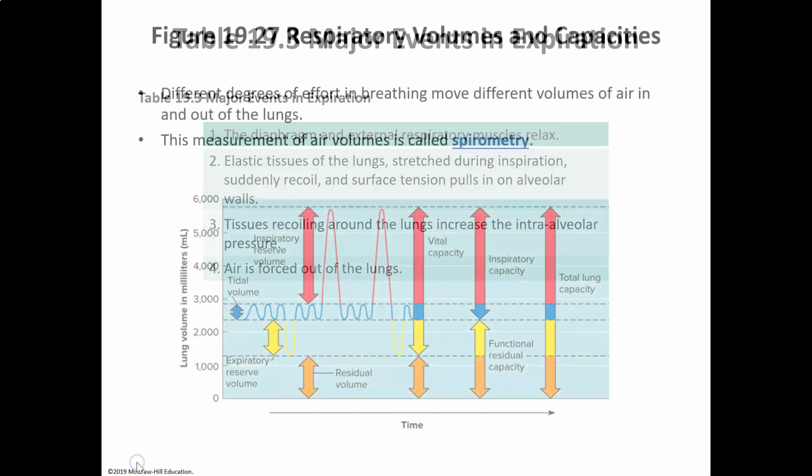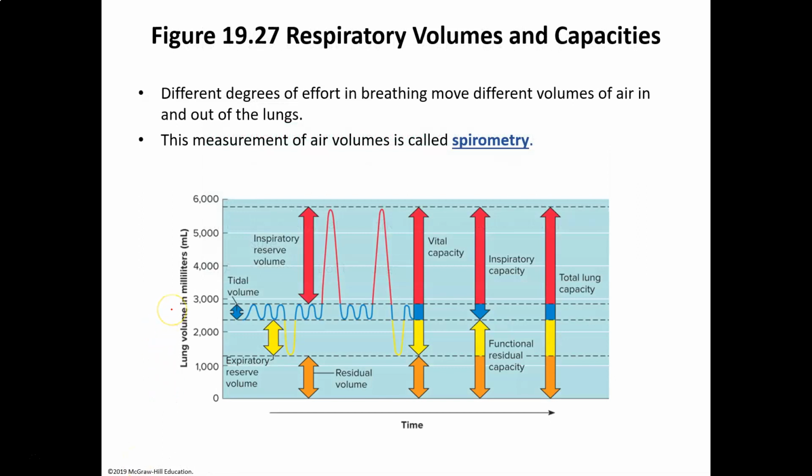That's expiration. Now, we have lots of different volumes of inspiration and expiration that we define. When you are at rest and you're breathing in and breathing out, just take a few breaths like that. Just relax. Think about your breathing for a moment.